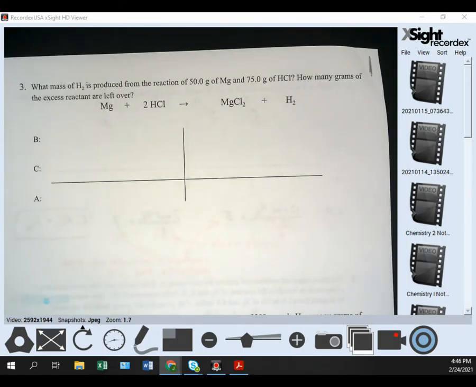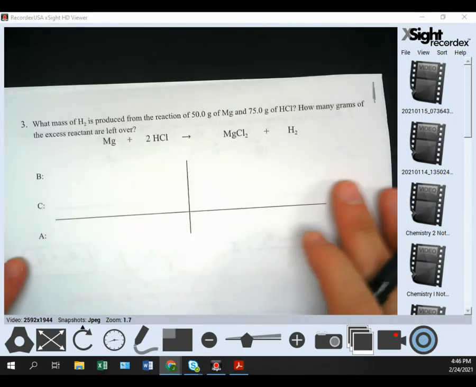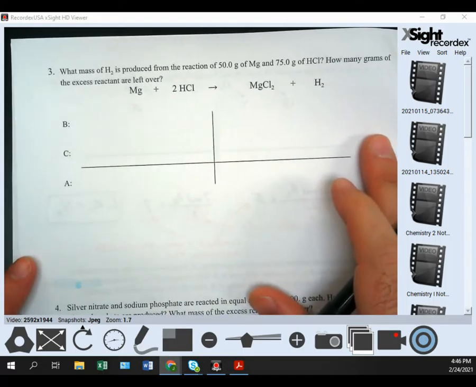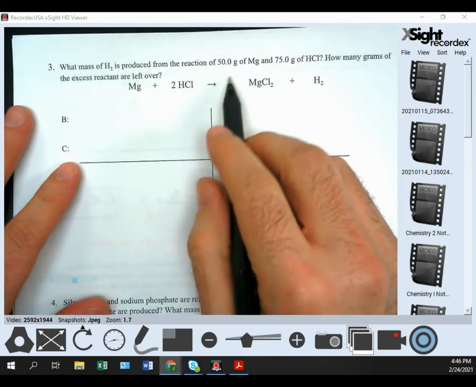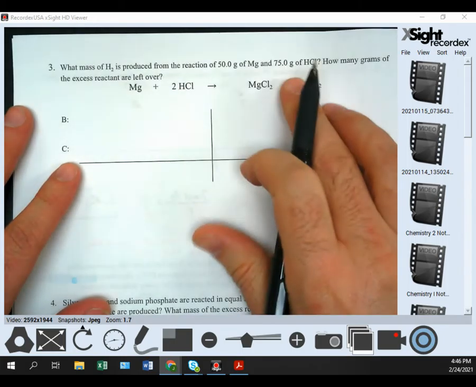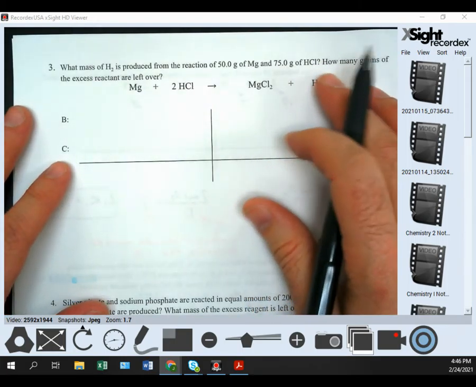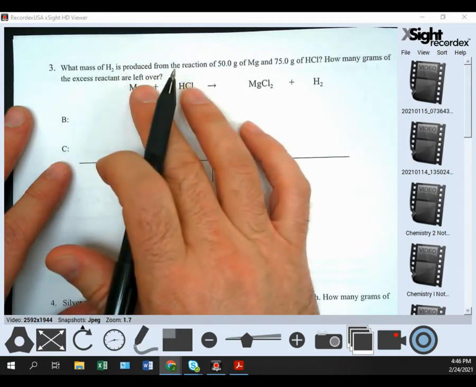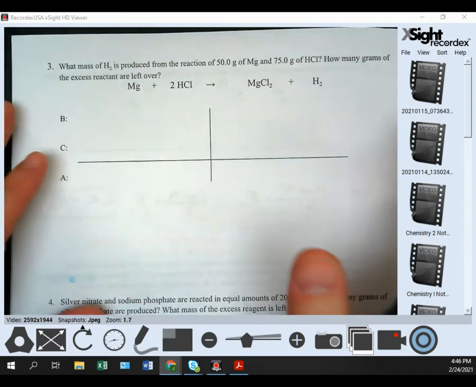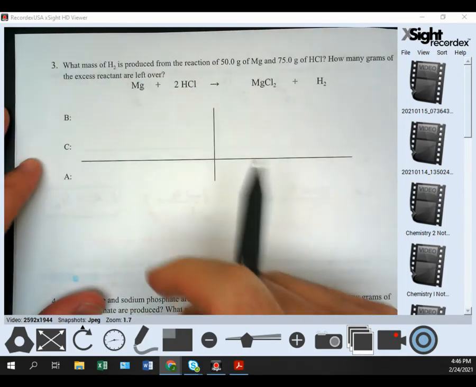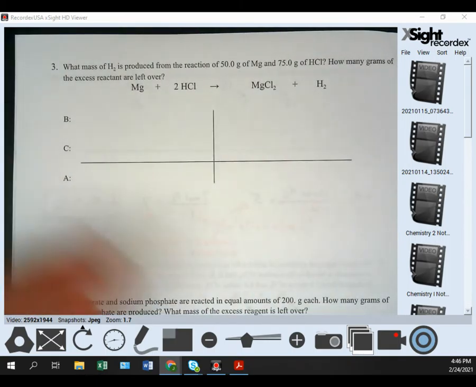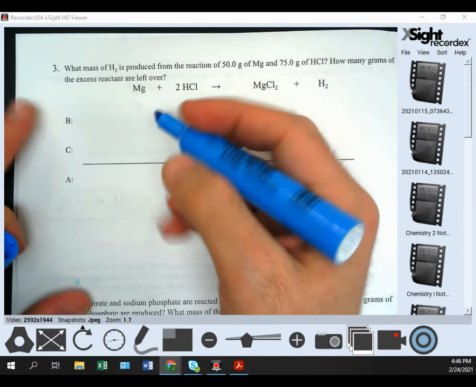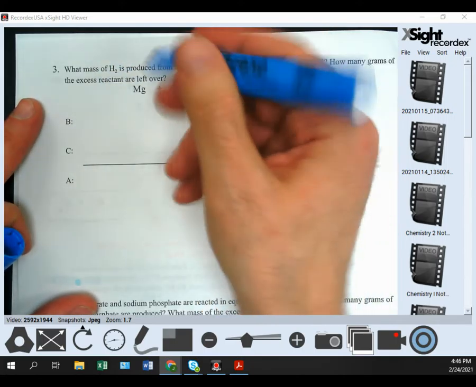The third example says, what mass of hydrogen is produced from the reaction of 50 grams of magnesium and 75 grams of hydrochloric acid? How many grams of excess reactant are left over? There's a couple of things going on here. First, we want to find the mass of H2 that was produced.